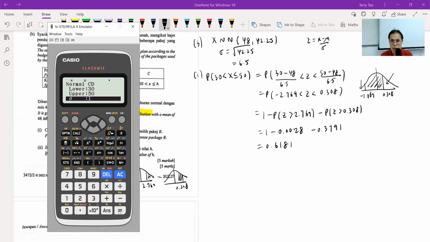You know your standard deviation. Your standard deviation is 6.5. Okay. Your mean is 48. Okay. And then you press equals. There you go. 6180. Okay. Yeah, a lot faster.